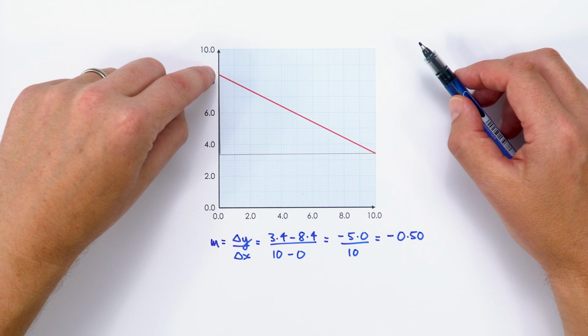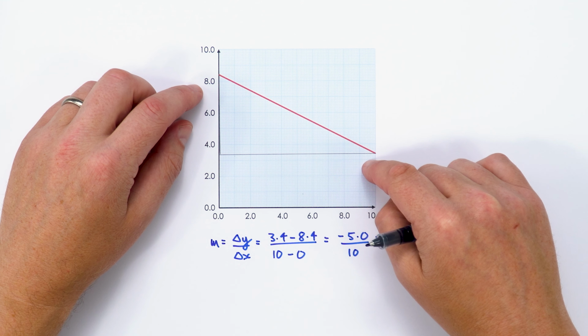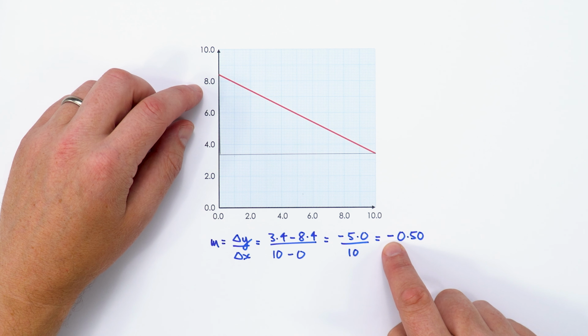When you've got a line which is sloping down, students often work out the size of that gradient correctly, but they forget to put in the negative symbol. So that's it. That is gradients.